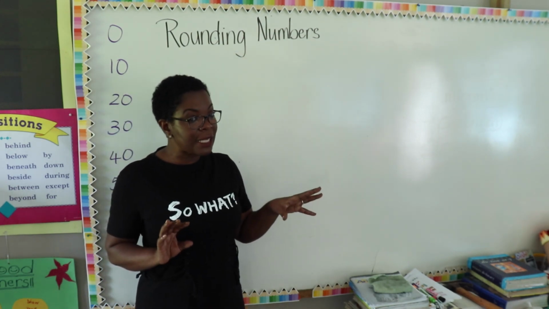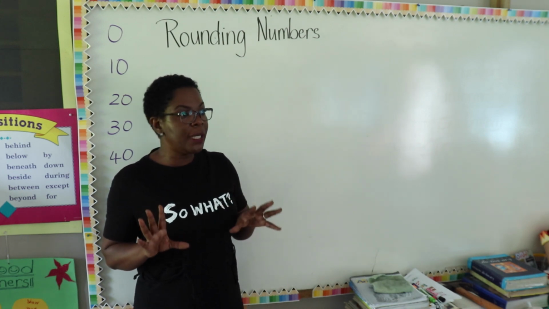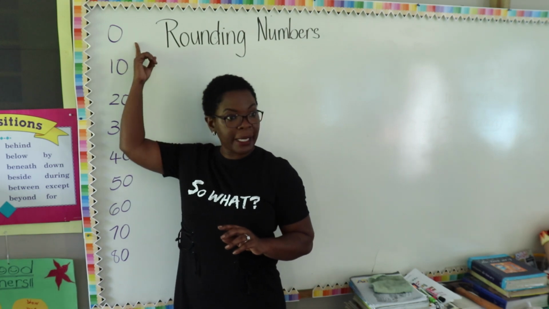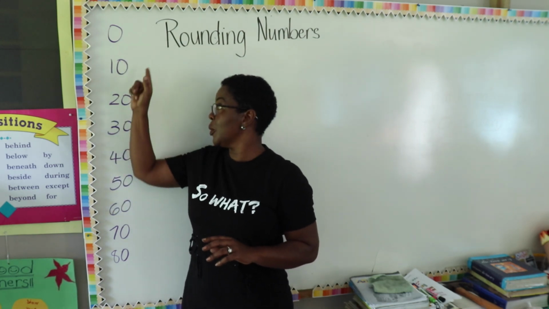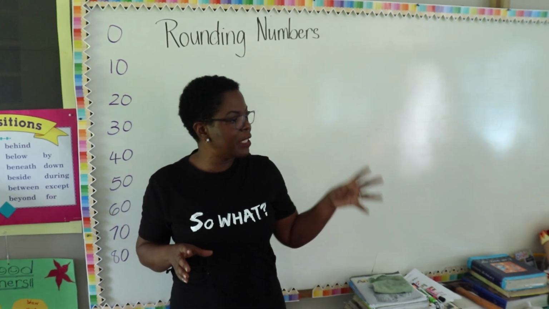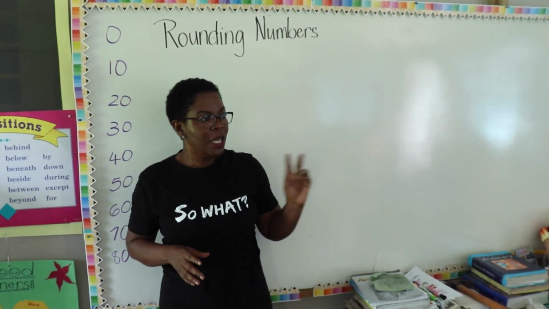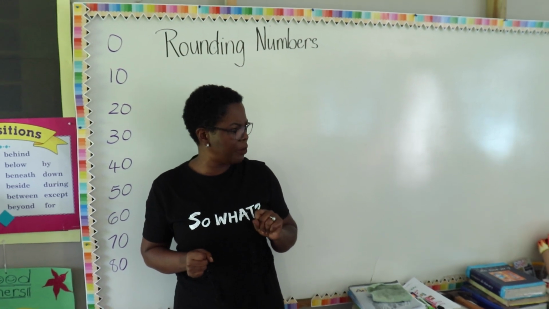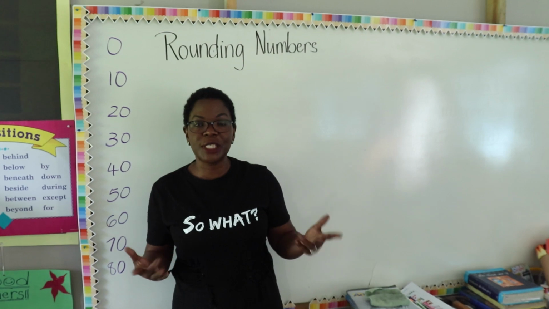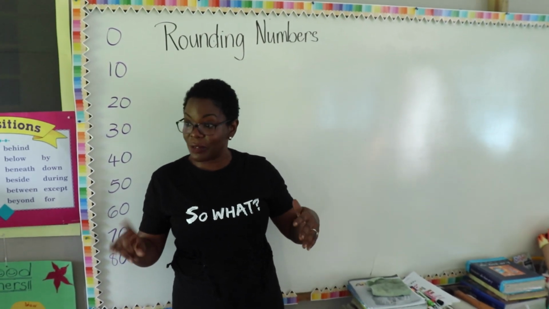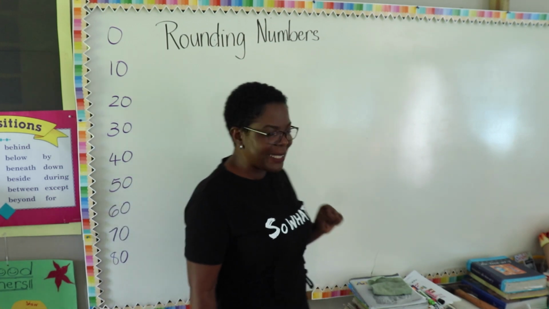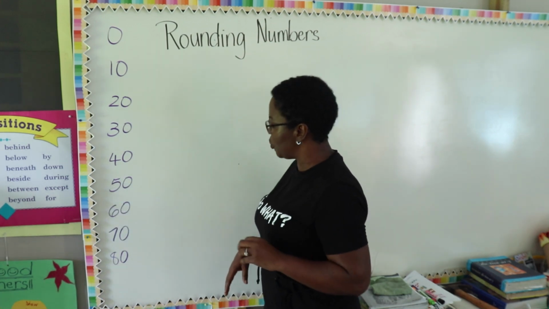So in our last lesson, we spoke about rounding off to the nearest 10, right? And we practiced counting by 10s. So let's go: 0, 10, 20, 30, 40, 50, 60, 70, 80, 90, 100. Now we're going to take our breath and try to hold it this time to count. Let's go. 0, 10, 20, 30, 40, 50, 60, 70, 80, 90, 100. Woo! I didn't manage my breath well.